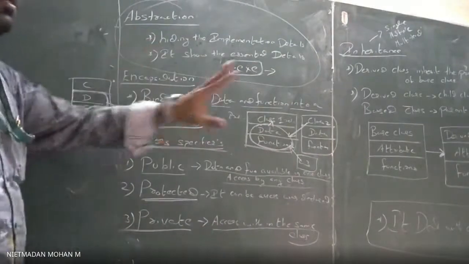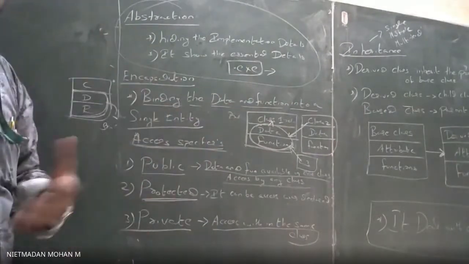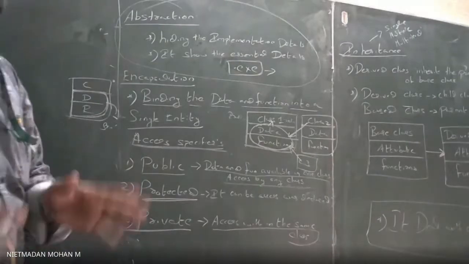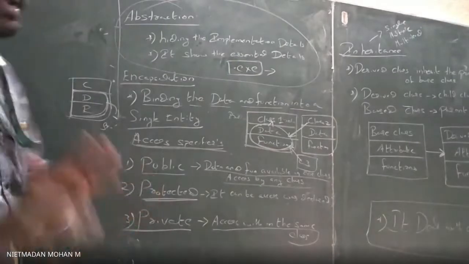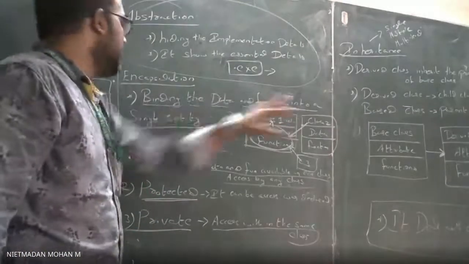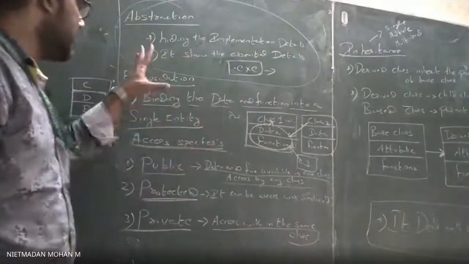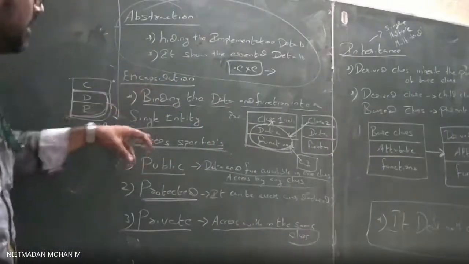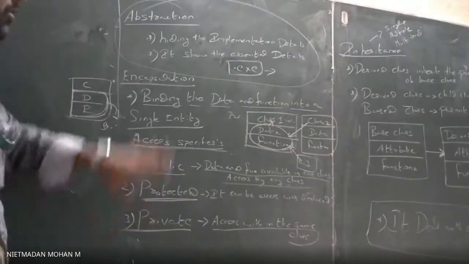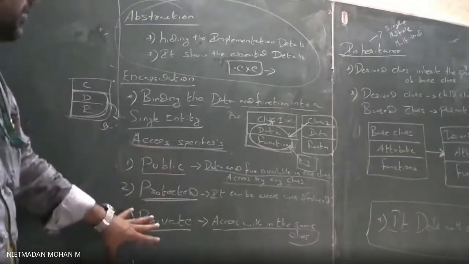No need to worry about these things. Whatever I am telling you, don't go with the programming lines of code. Just imagine in general terms, that will be enough. Understand the concept. So binding the data and function into a single entity is known as encapsulation. In encapsulation, the access specifiers are public, protected, and private. So these three types of access specifier will be there.